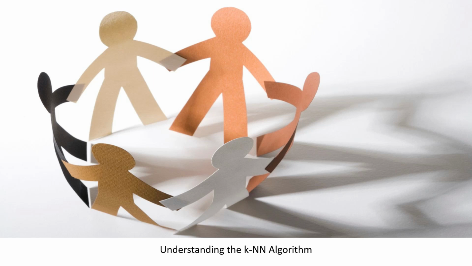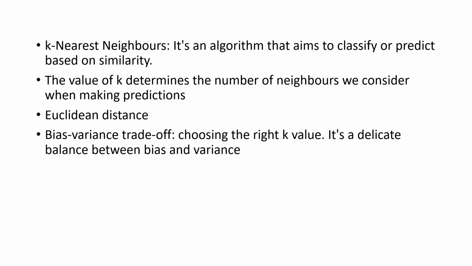Section 1, Understanding the KNN algorithm. So what exactly is KNN? Well, it's an algorithm that aims to classify or predict based on similarity. You see, instances with similar features tend to belong to the same class. It's like birds of a feather flocking together.